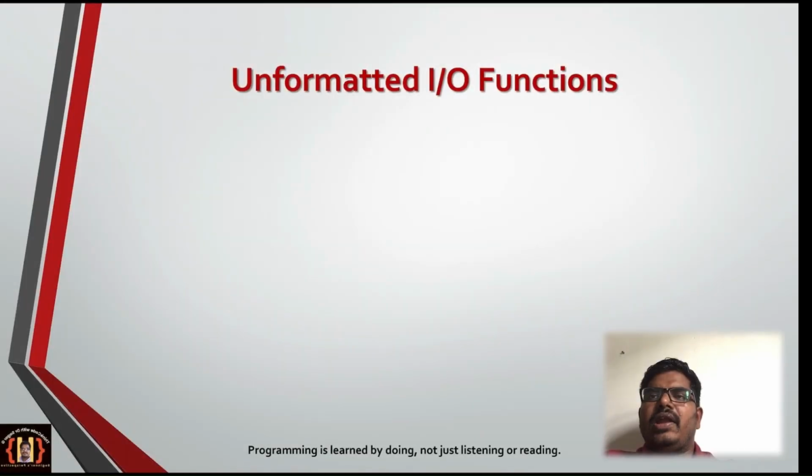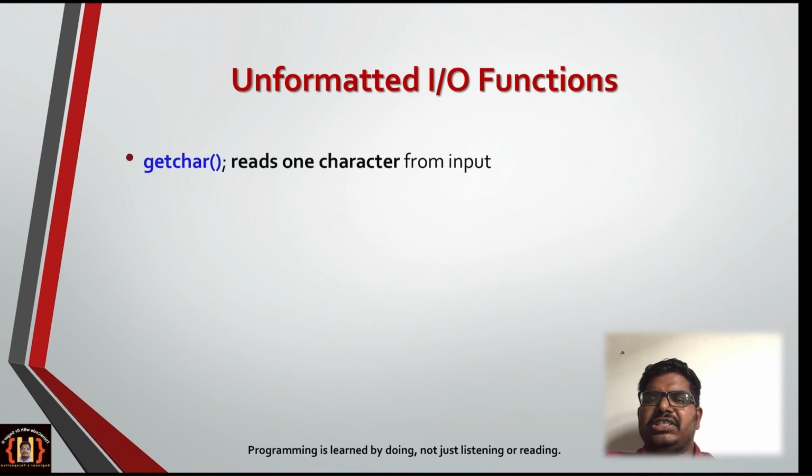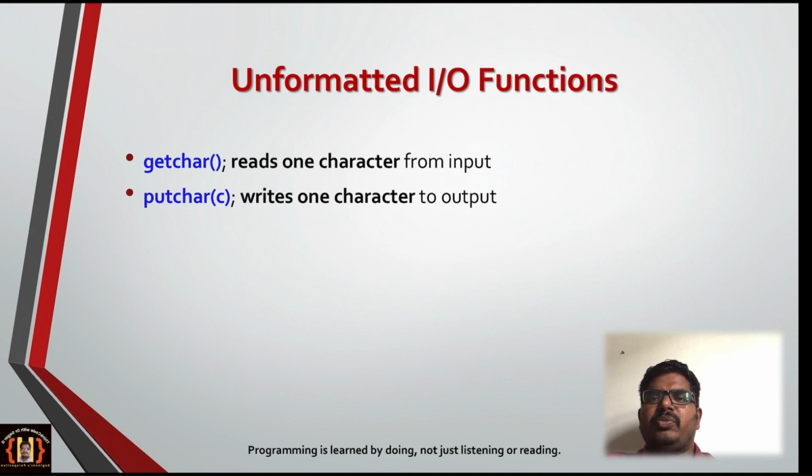Next we have unformatted IO functions. There are different functions here. The first function is getchar. getchar is a function that reads one character from the input. Only one character; you cannot enter more than one character. So the getchar function is used to read one character from the user. And next is putchar. It is going to write one character to the output, that is the screen, the console window you can say now.